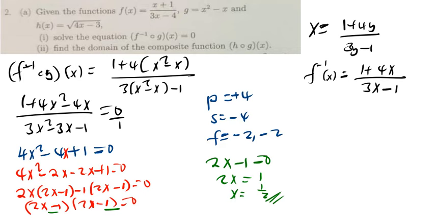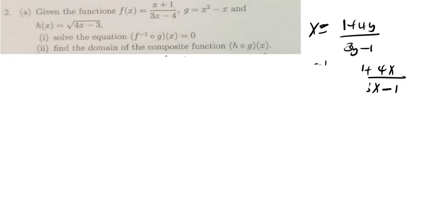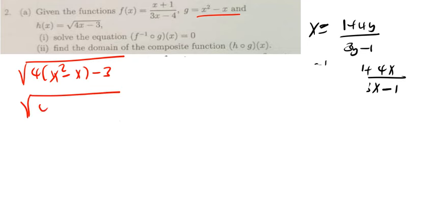Let's go ahead and solve part 2. Part 2 is h of g of x. So where there is x in h, let's put g. So the square root of 4 times, where there is x, we put g: x squared minus x minus 3, like that. So it will be the square root of 4x squared minus 4x minus 3.